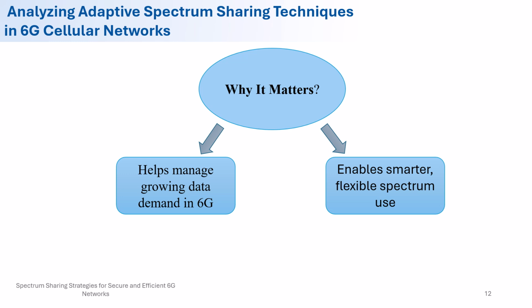The third paper focuses on how adaptive spectrum sharing will be critical for managing the explosive growth in wireless data traffic in 6G. By making spectrum use smarter and more flexible, we can meet the demands of emerging applications like real time video, AR or VR, and industrial IoT.